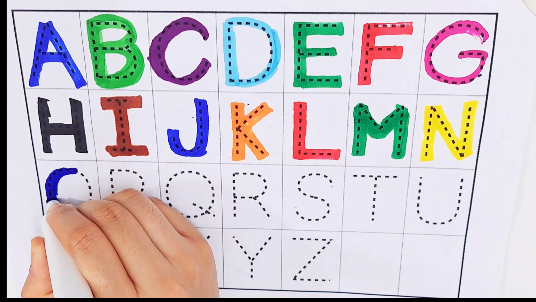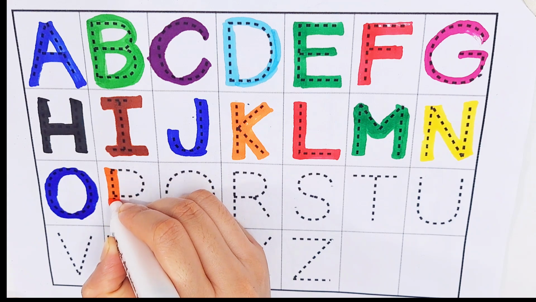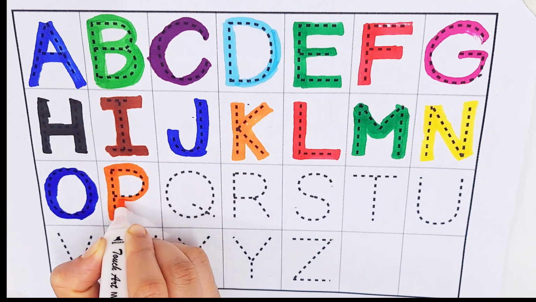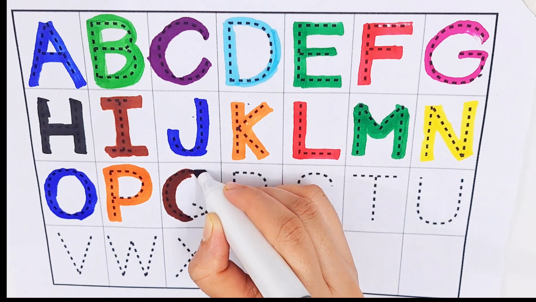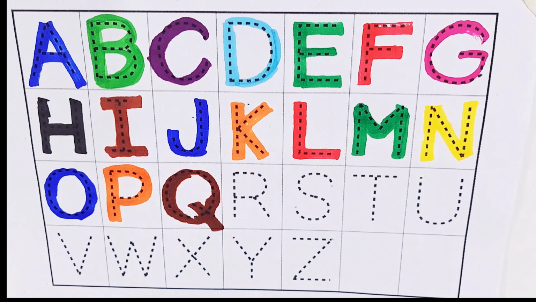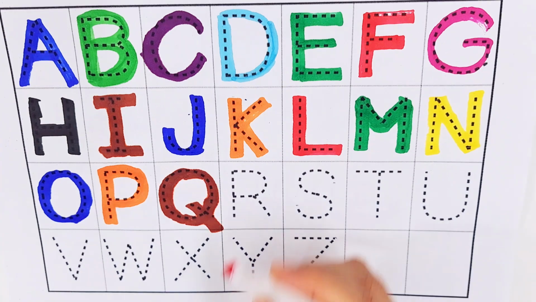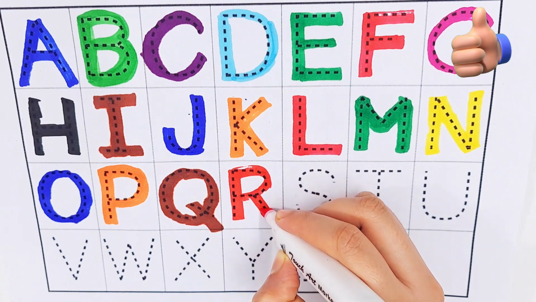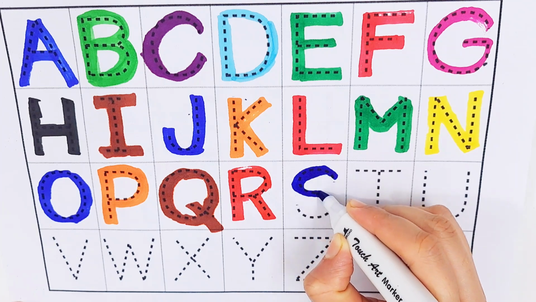O for ox. P for parrot. Q for queen. R for rose. S for star.